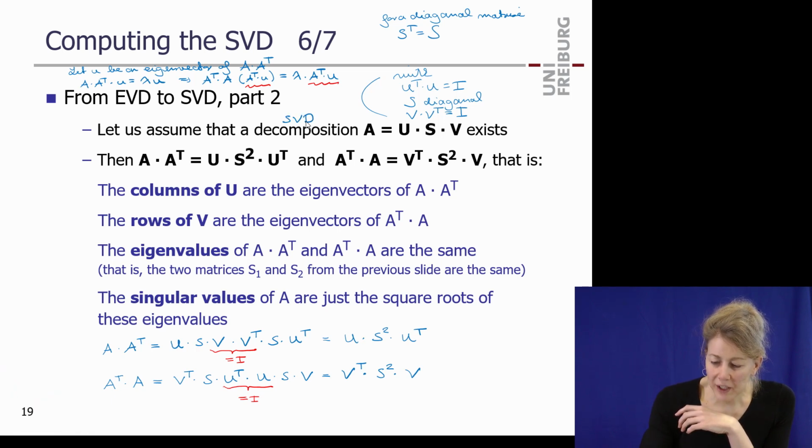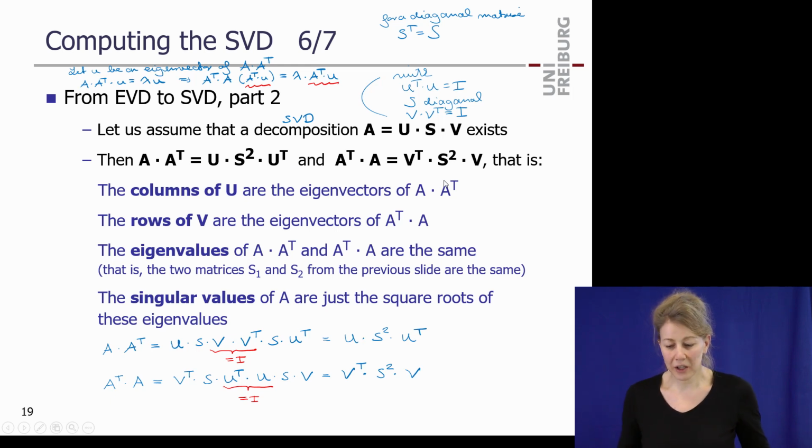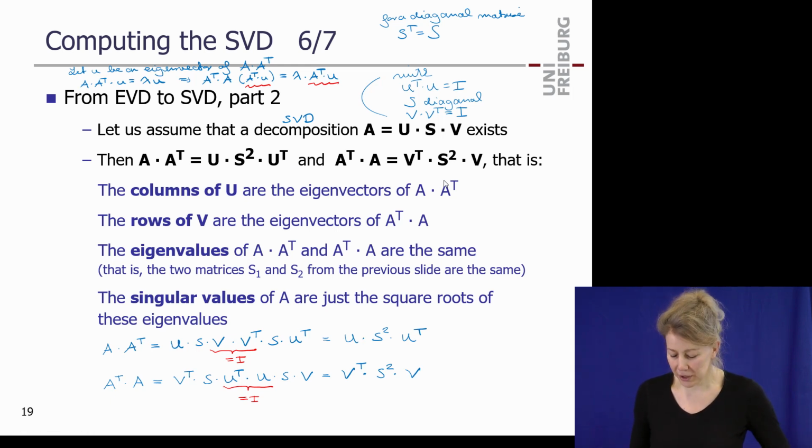So I'm assuming that I have an SVD for A. This is the SVD of A, U times S times V. And the SVD has these properties, that U transpose U is the identity. So if I have a singular value decomposition, which means here the columns are pairwise orthogonal, here the rows are pairwise orthogonal. And from the singular value decomposition, I get an eigenvalue decomposition of these two funny matrices. This is what I'm showing here, and it's also working the other way around, which I didn't really show.